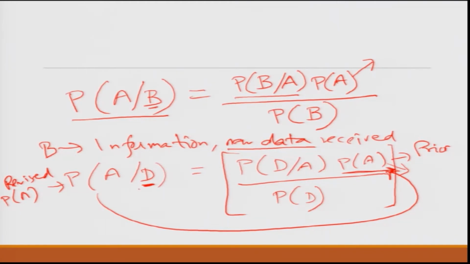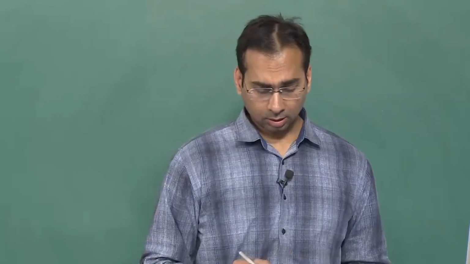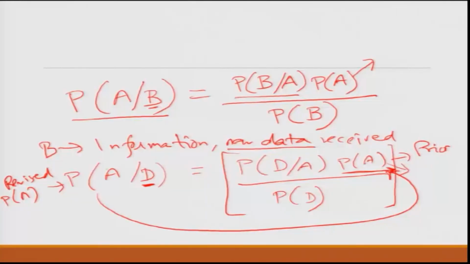So, this is the way a lot of classifications happen. For example, if you are deciding who will win an election, given that a new data point is received, you keep refining your probability of A winning, A being say a candidate. Based on new data you keep refining, ultimately the model comes to a stable state and you come to your prediction. So, that is what this Bayes theorem is about.